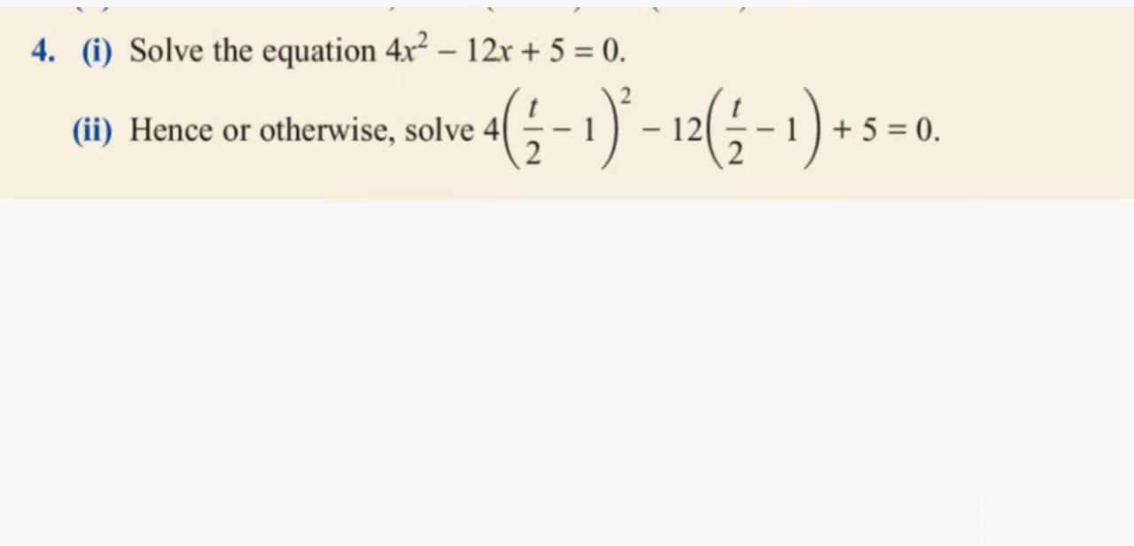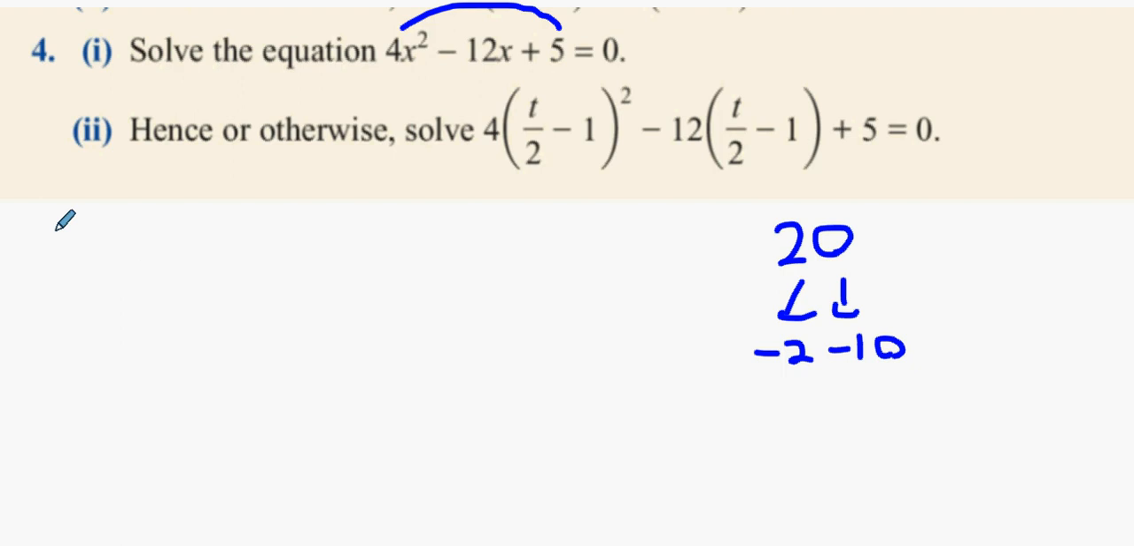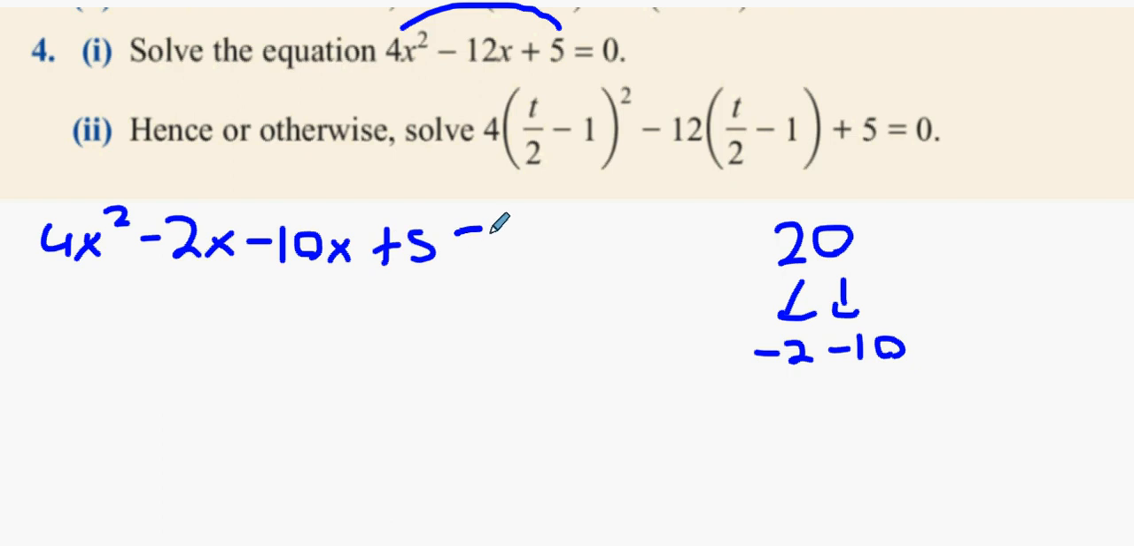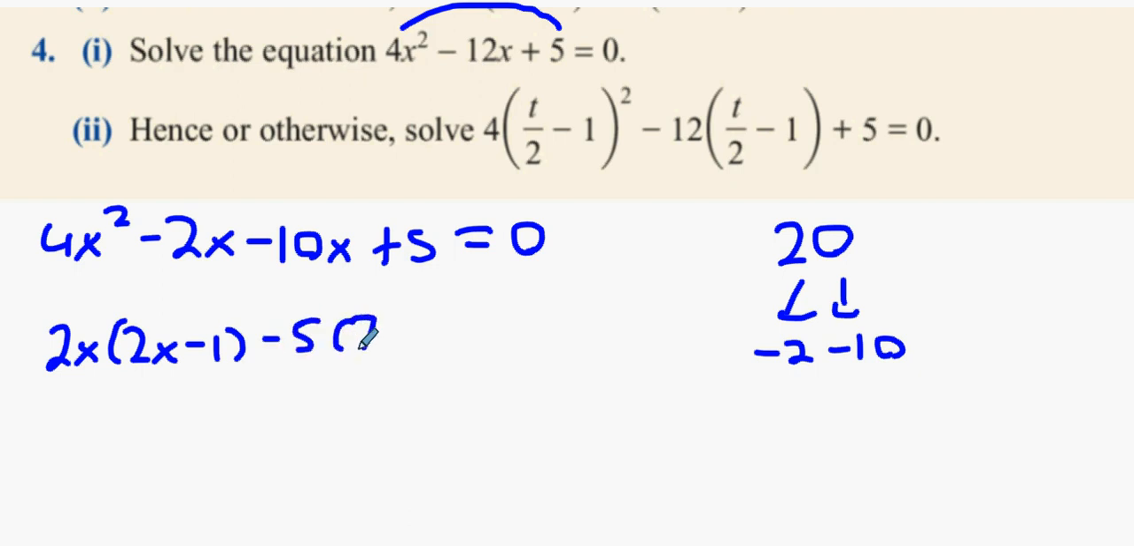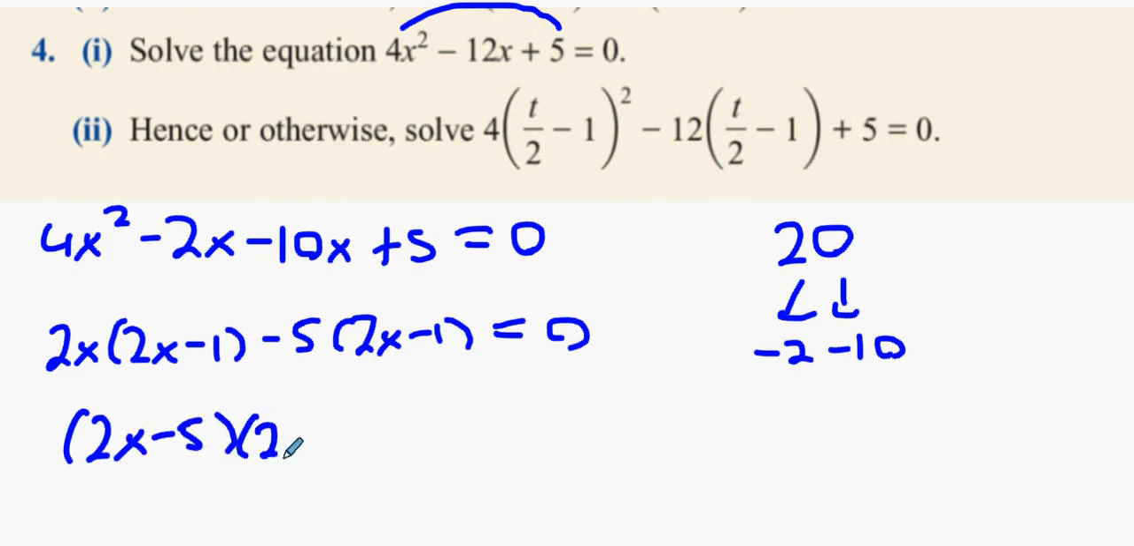Alright, so now 4x squared minus 12x plus 5. The two numbers still multiply to give you 20, but have to give you minus 12: minus 2 and minus 10. 4x squared minus 2x minus 10x plus 5 equals 0. 2x into 2x take away 1, minus 5 into 2x take away 1. 2x minus 5 into 2x minus 1 equals 0.